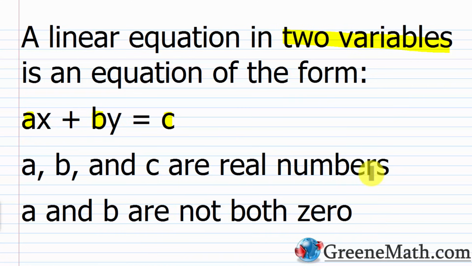But there is a restriction. We say that a and b are not both 0. So these are the coefficients for our variables, and we can't have both of them 0 at the same time. I could have one of them be 0, but the other one could not be 0.